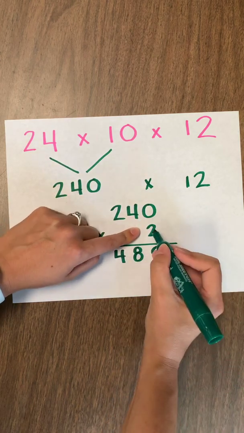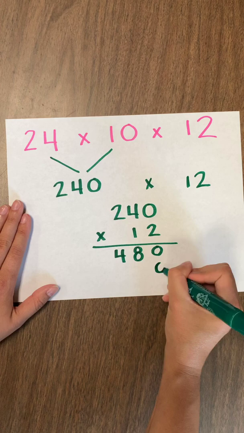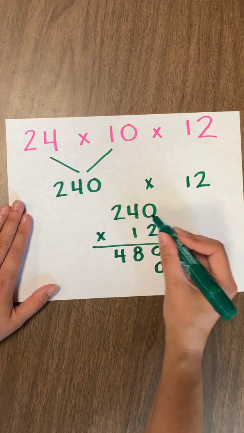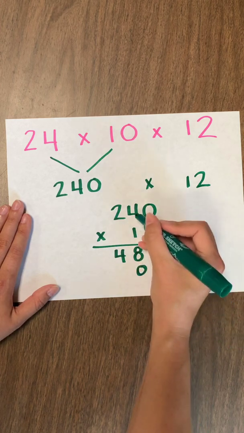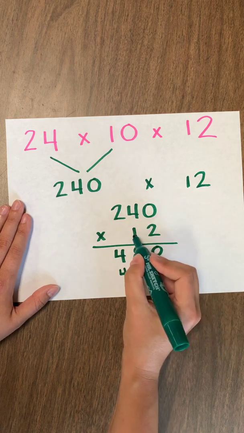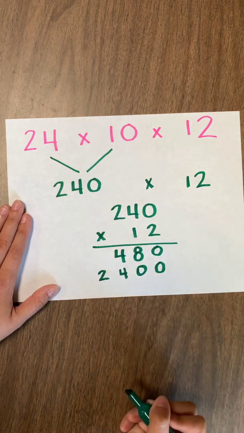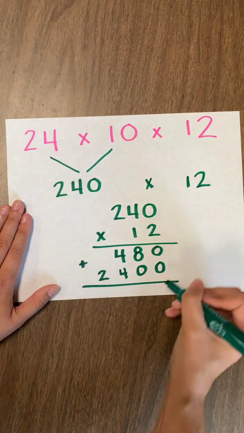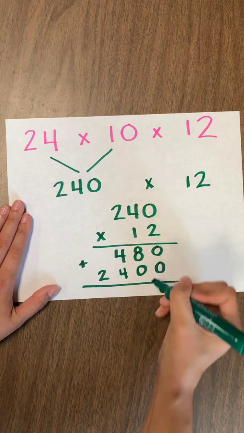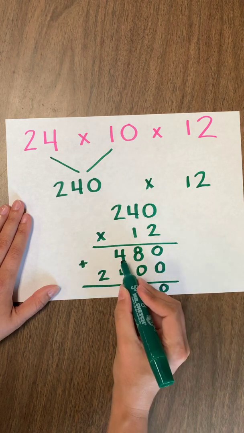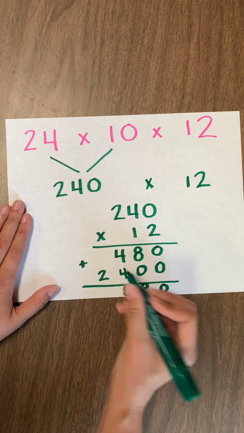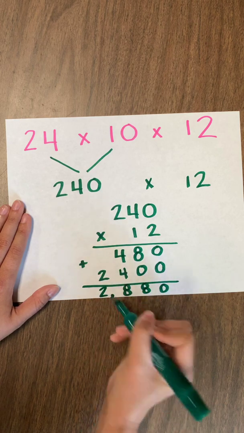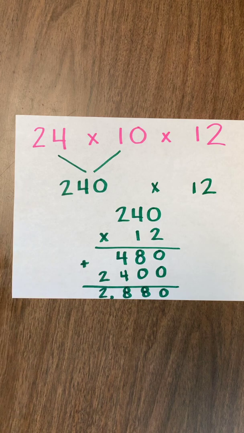Okay, moving on to the tens place. So add that 0. And here we go. 1 times 0 is 0. 1 times 4 is 4. And 1 times 2 is 2. We'll add our partial products. So we get 0 plus 0 is 0. 8 plus 0 is 8. 4 plus 4 is 8. And nothing plus 2 is 2. So we get 2,880.